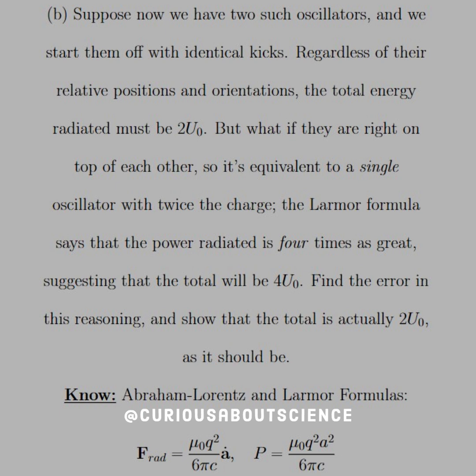The Larmor formula says that the power radiated is 4 times as great, suggesting that the total energy will be 4 times U0. Find the error in this reasoning and show that the total energy is actually 2 U0, as it should be. Okay, well, we have the Abraham-Lorentz and the Larmor formulas as such again.